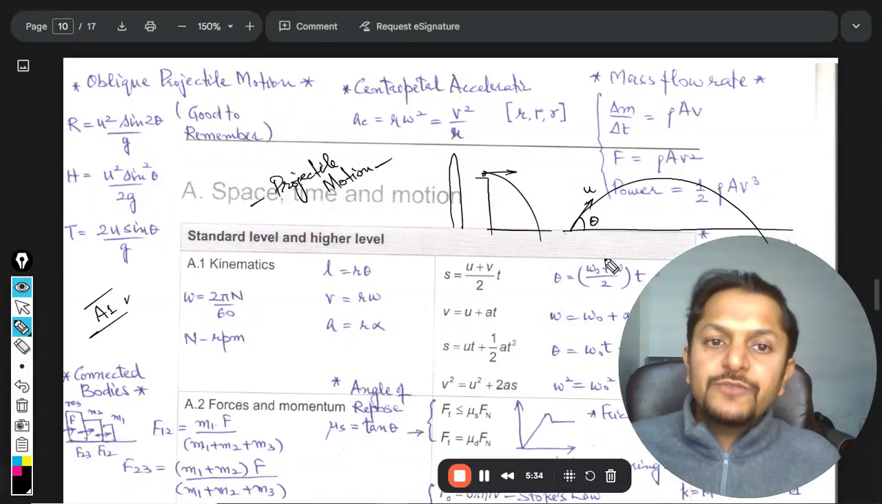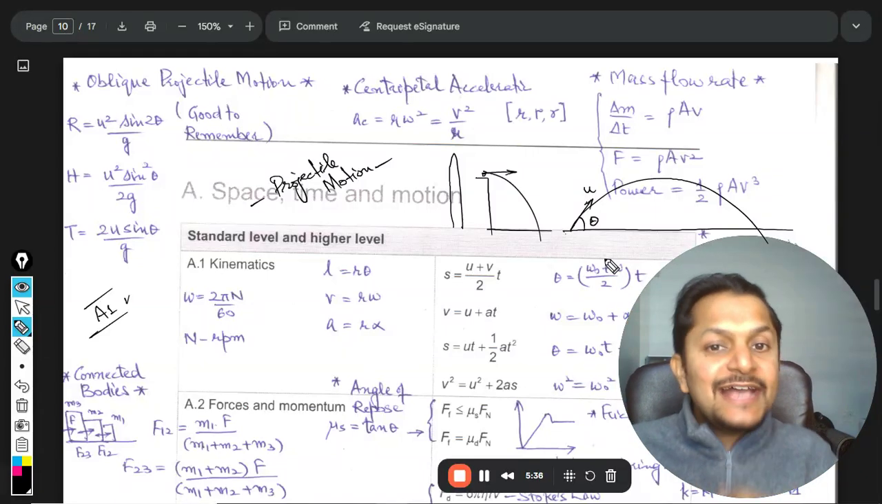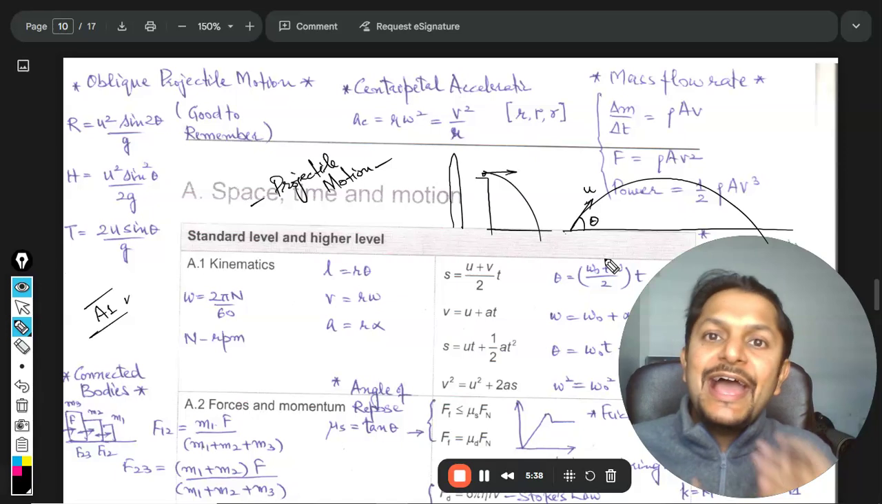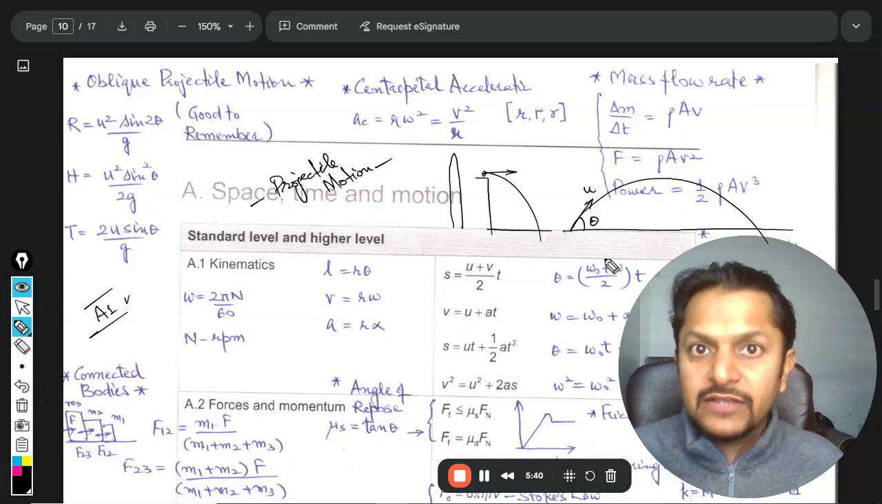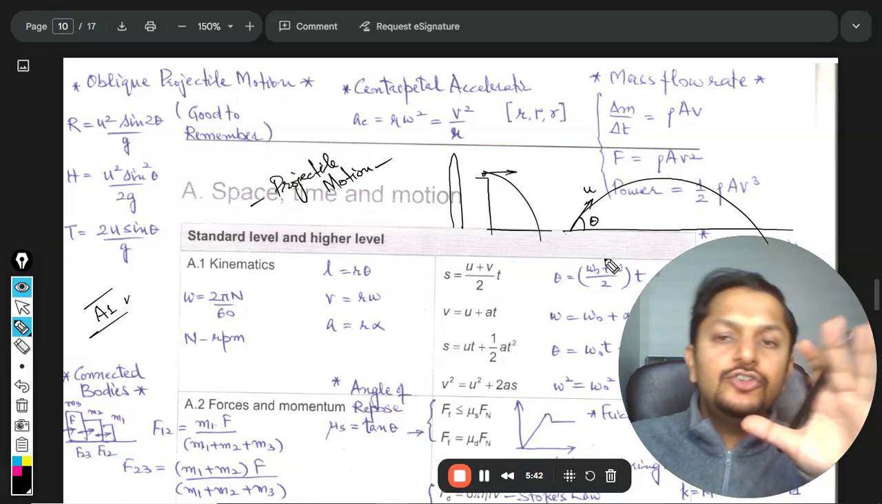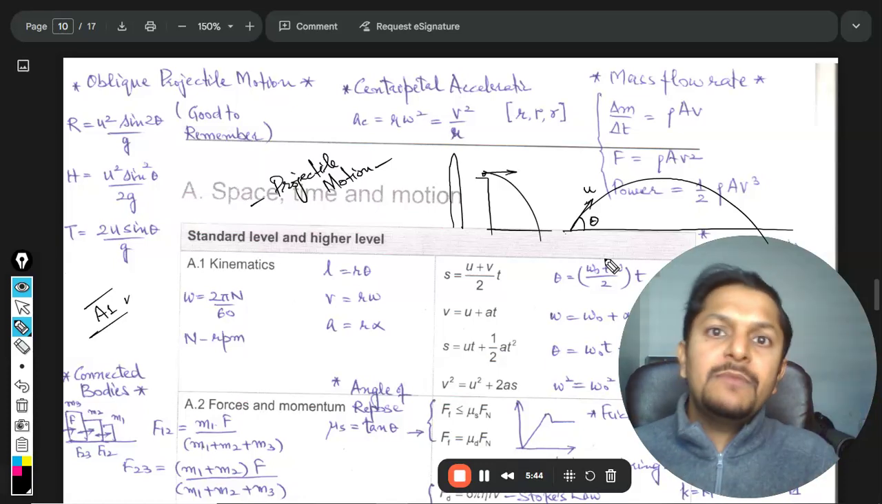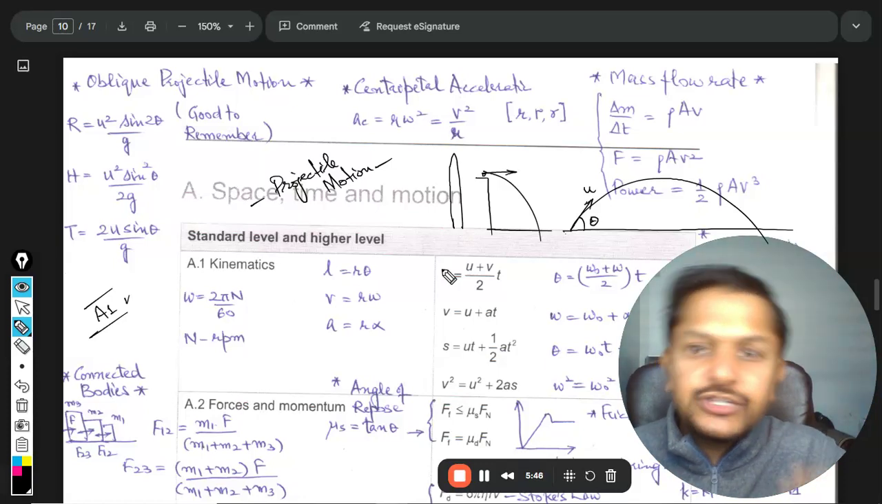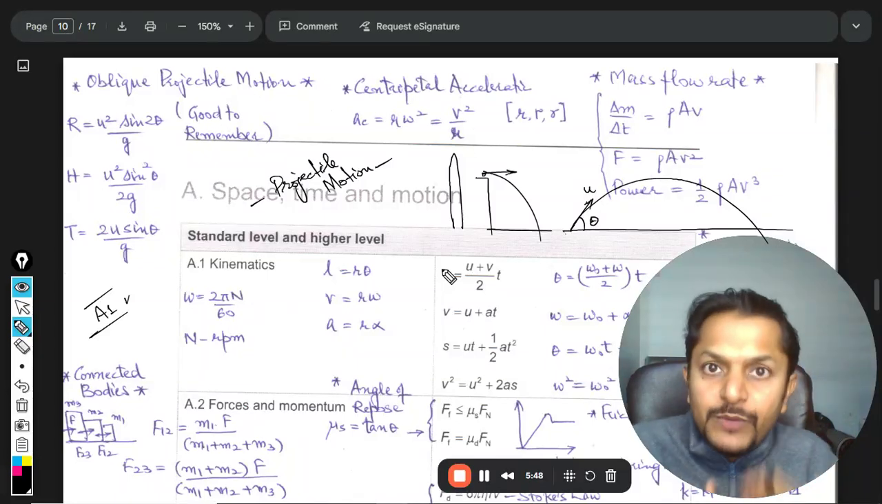So there are different types of projectile motions, and as many projectile motions, as many concepts, as many formulas. So my advice to you here is, do not remember the formulas for the projectile motion, but you should be good with these.